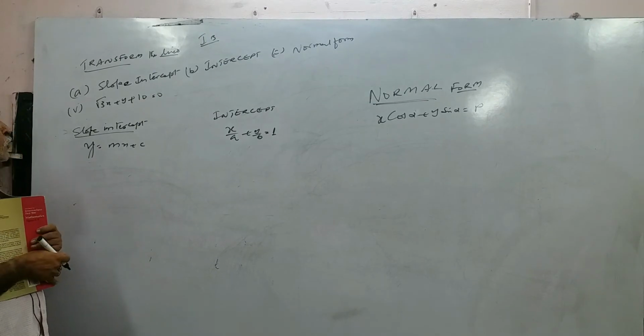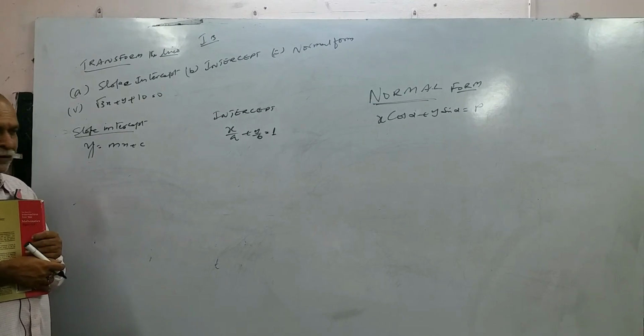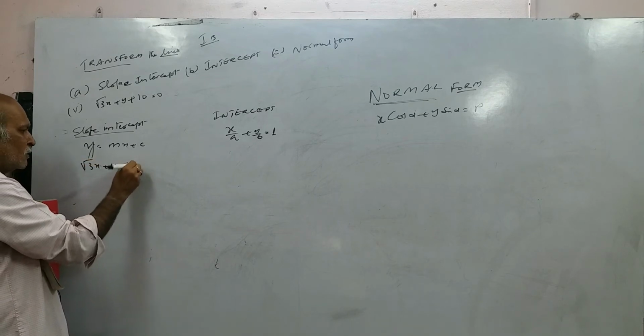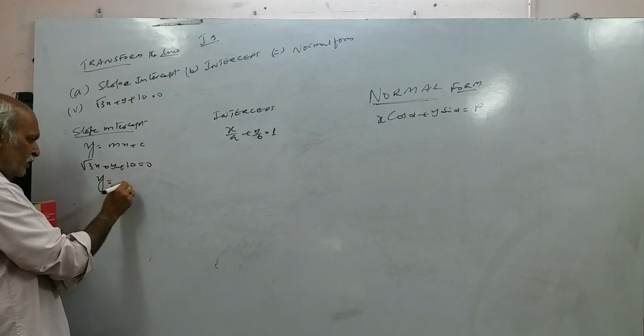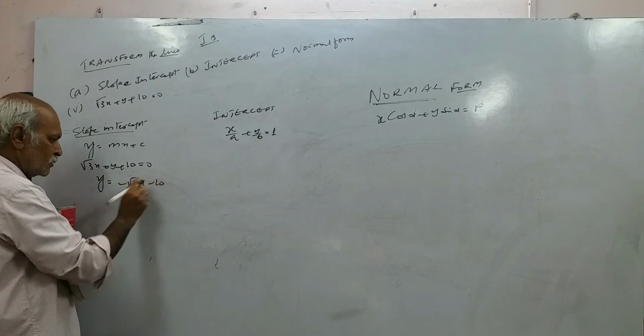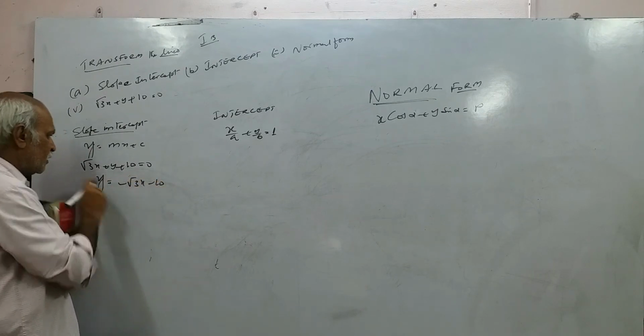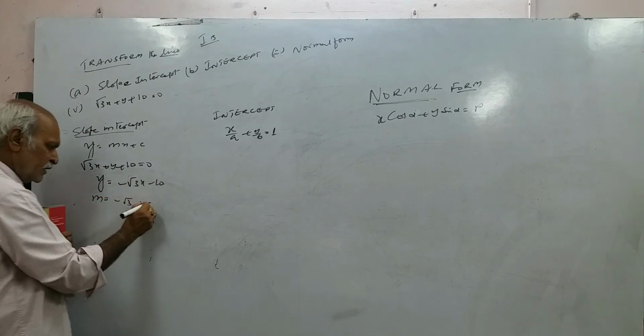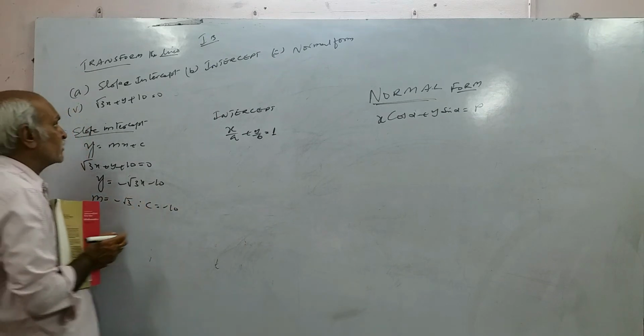Okay. Now root 3 x plus y plus 10 is equal to 0. Now observe here. Y is equal to, I brought the term this side. So m is equal to what, sir? Minus root 3. C is equal to minus 10.